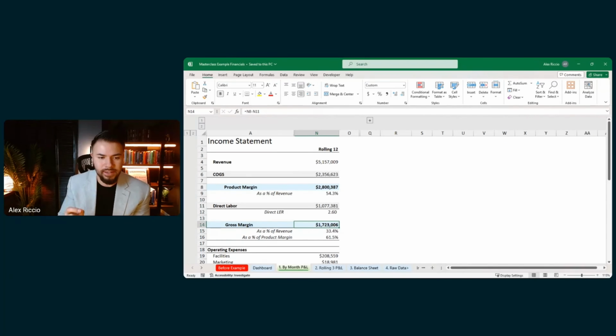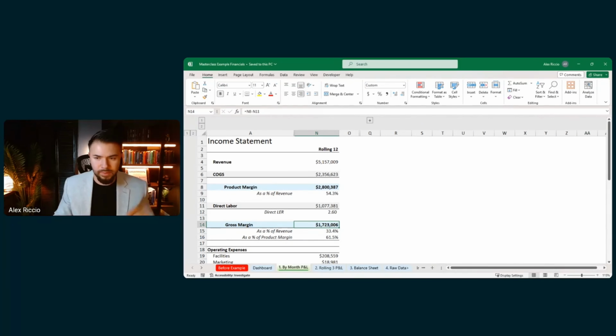9 times out of 10, if I see a business struggling, it's because of the gross margin. You're not pricing right. Your cost of goods sold is too high. Your direct labor is not as efficient as it should be. I'm telling you, gross margin is your core engine. If that is not right, nothing else is going to work. And 9 times out of 10, that is what is causing the issue with your profitability. Okay, so that's gross margin.